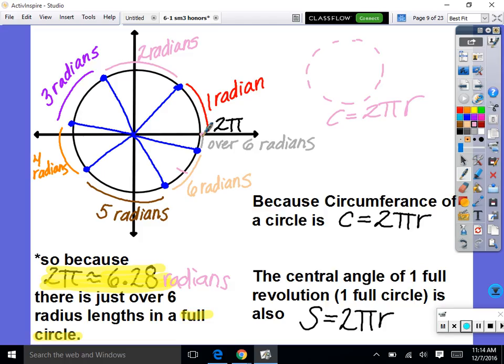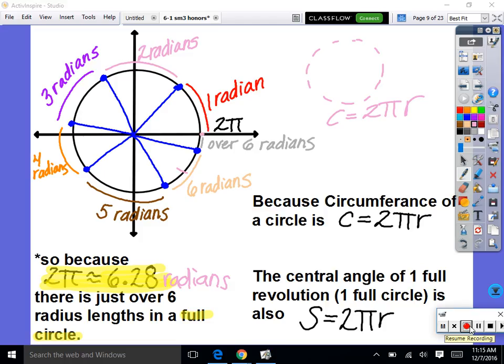So if I say to you, what quadrant is 2.5 radians? What would you say? Where would that fall? The second quadrant, correct? So that's what it's going to be asking you in the book.